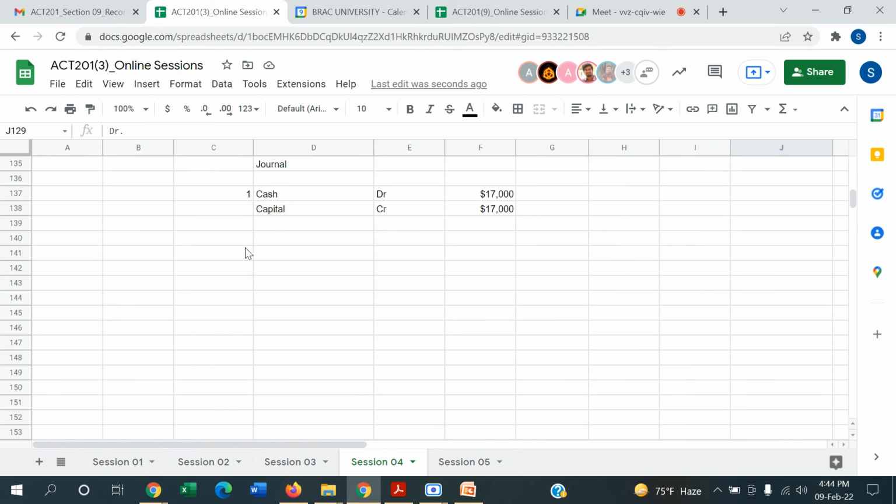So our journal for number 2 will be salaries or salaries expense, whatever you want to write. Salaries expense debit. If you write only salary, it will be okay. That's what I mentioned, salaries or salaries expense, whatever you like. And cash credit, 2,500. That's the journal for transaction number 2.